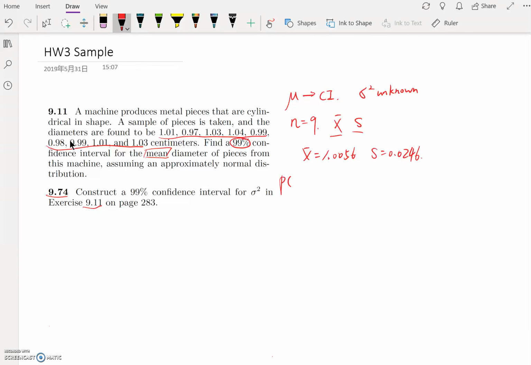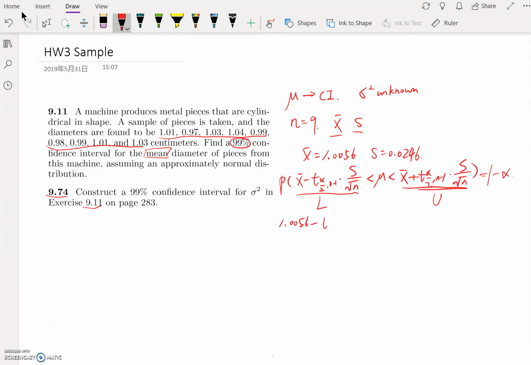From the lecture notes, we know x bar minus t alpha over 2, n minus 1, times s divided by square root n, is less than mu, less than x bar plus t alpha over 2, n minus 1, times s divided by square root n. So this is the confidence interval for this problem. This is the lower bound, this is the upper bound. Now we only need to put the values into this place.